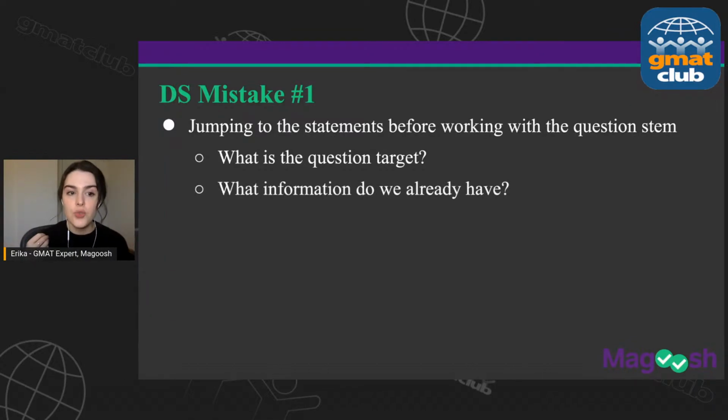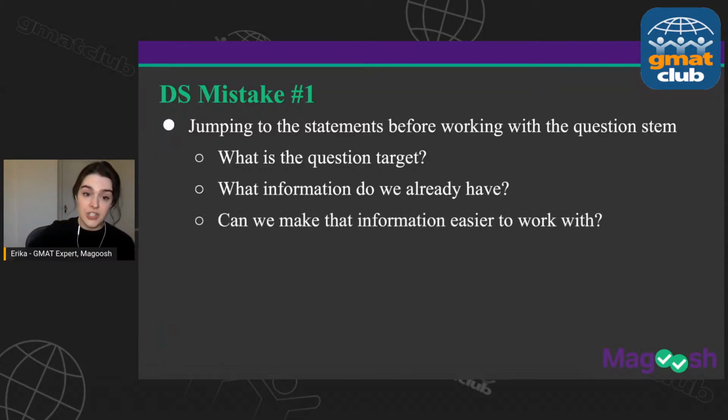What information do we already have? Do they tell us X is positive? Do they tell us X is not 0? Those are important pieces of information, right? So make sure that you know that before you start making assumptions or not making assumptions going into your question stems, going into your statements.